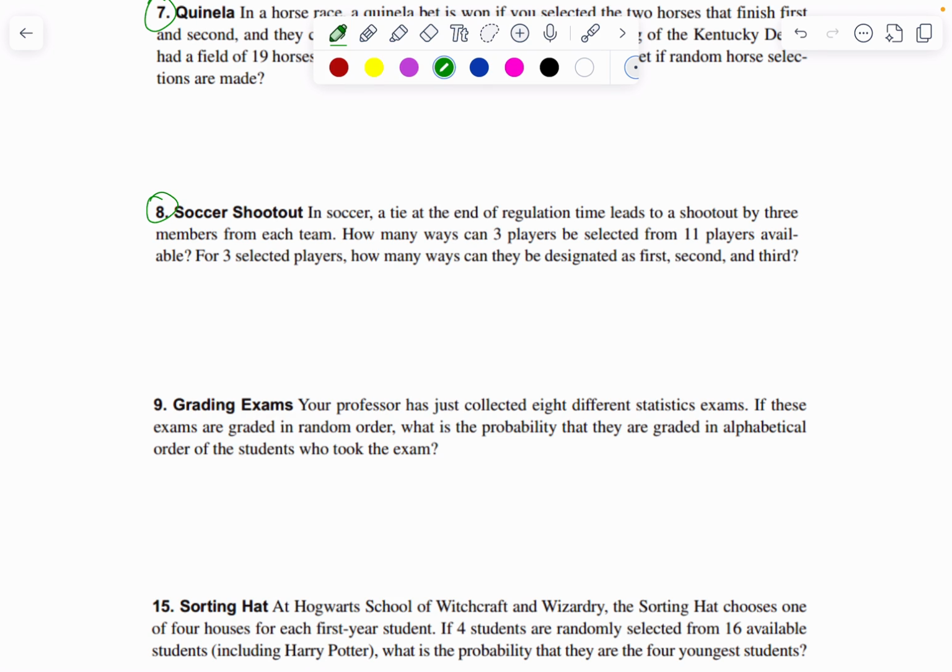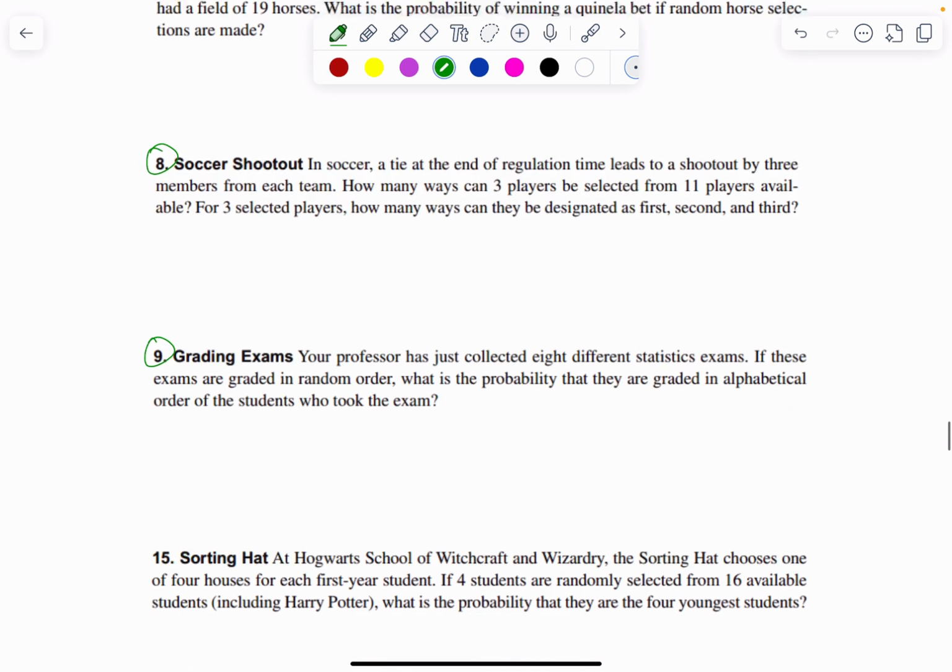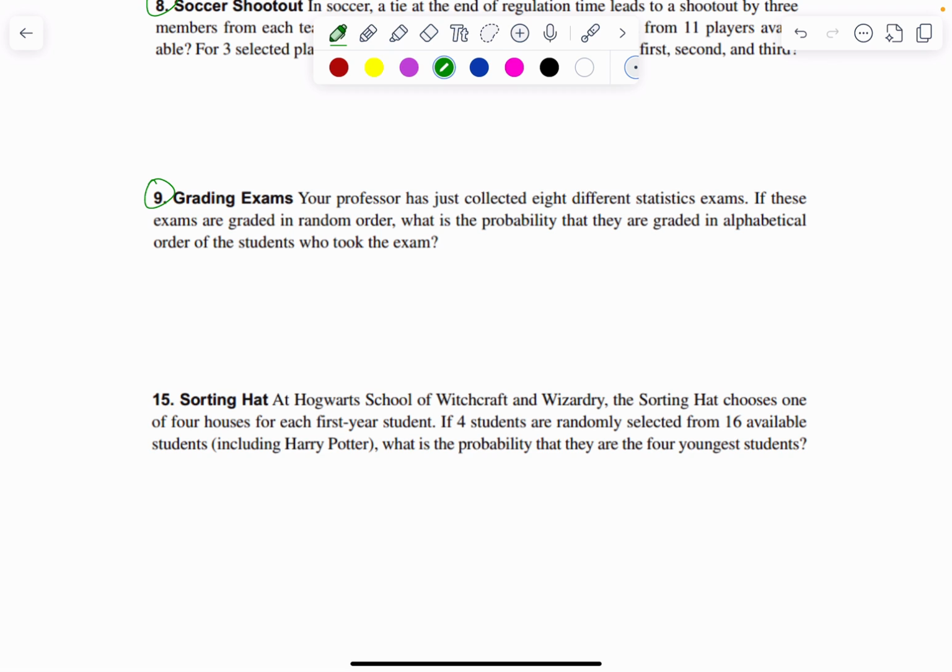If these exams are graded in a random order, what is the probability that they are graded in alphabetical order? Sure, you can try number 9. But we didn't talk about alphabetical. How many combinations are in alphabetical order? We're talking about 8 different stats exams. First, find out how many different ways we can grade those 8 exams.